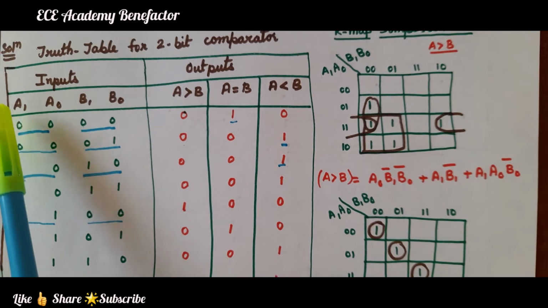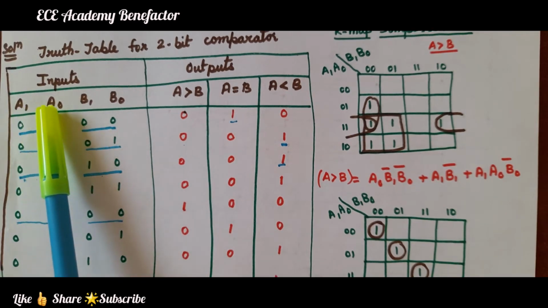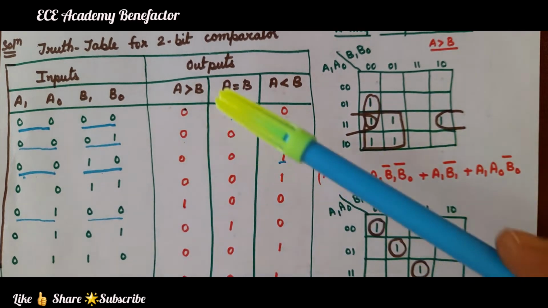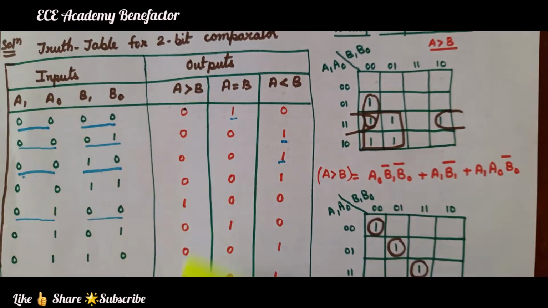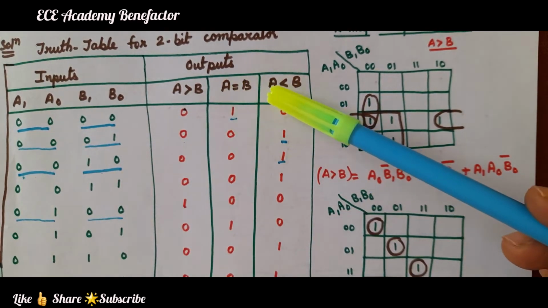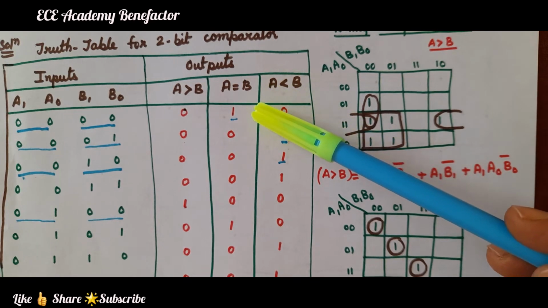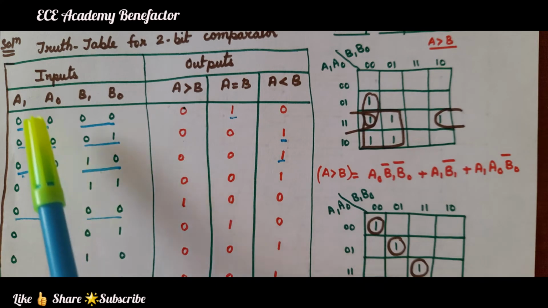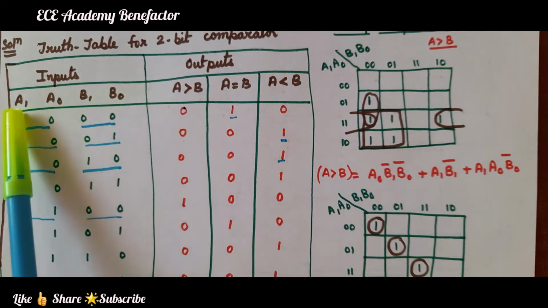Each number comprises 2 bits, A1, A0; the other number comprises B1, B0. Now, for each output column, we need to draw the K-map. How many variables for the K-map do we have to draw? We have to draw a 4-variable K-map.